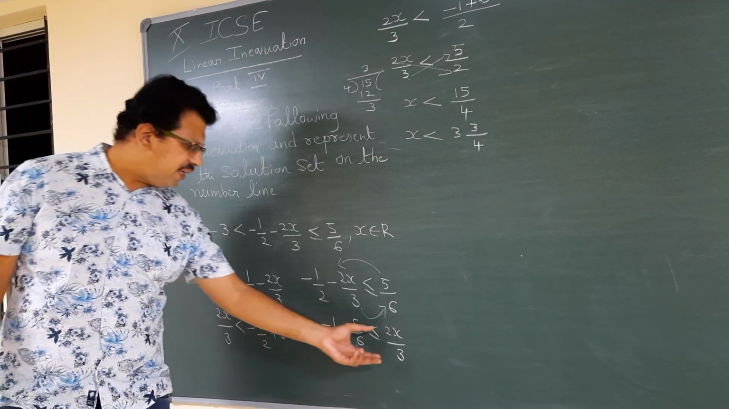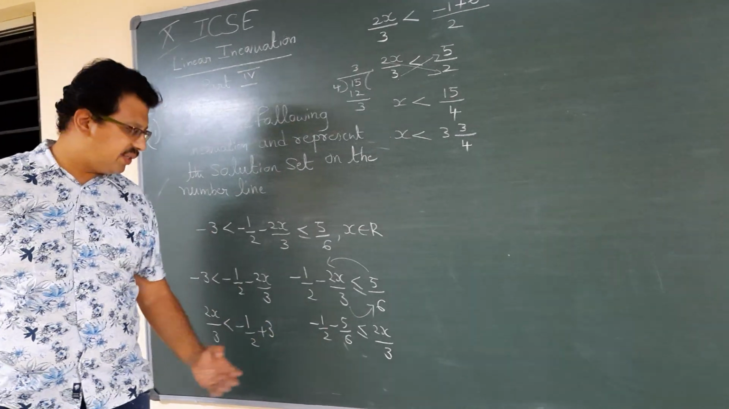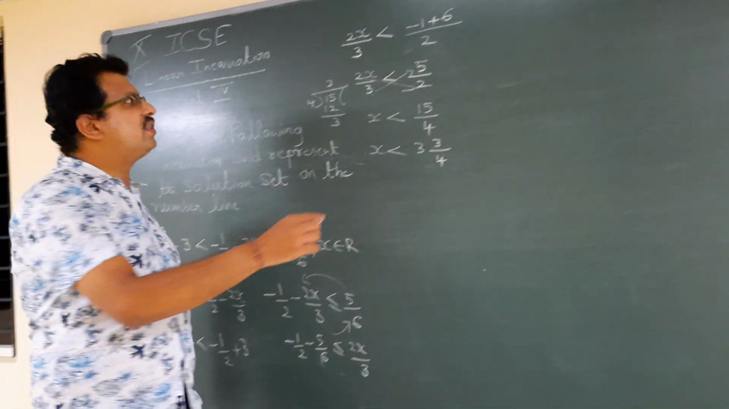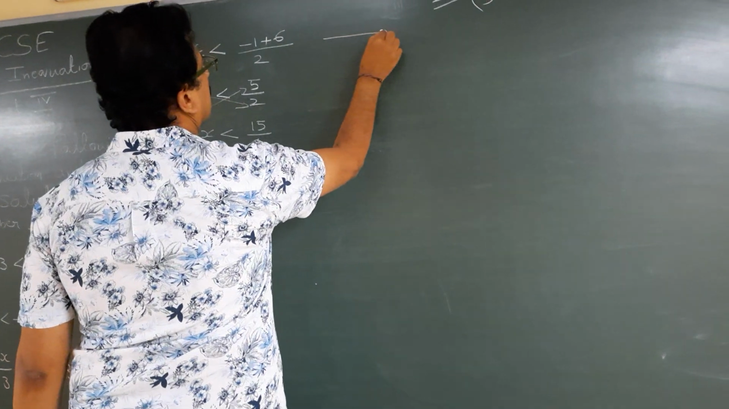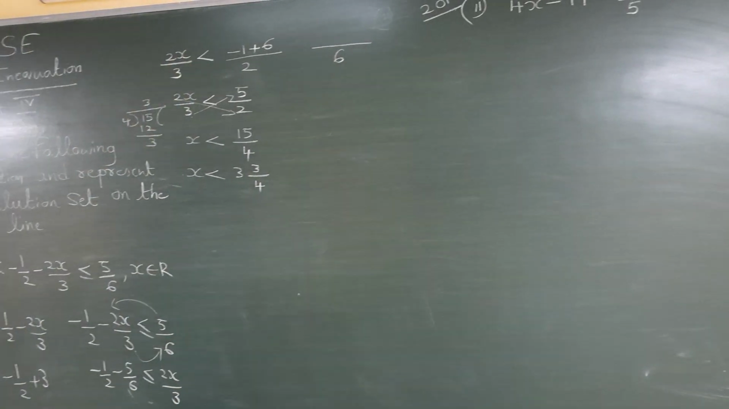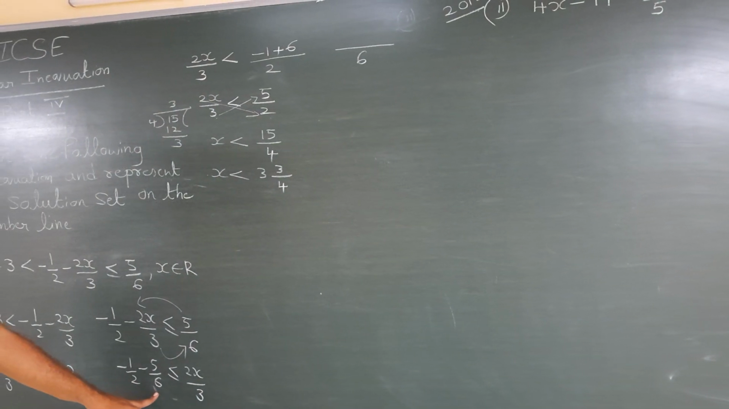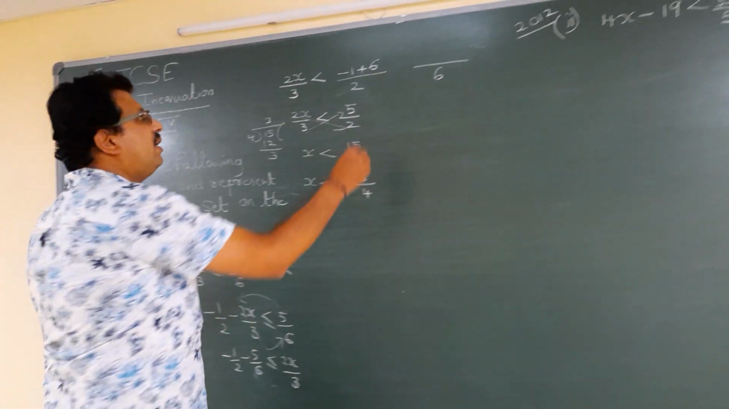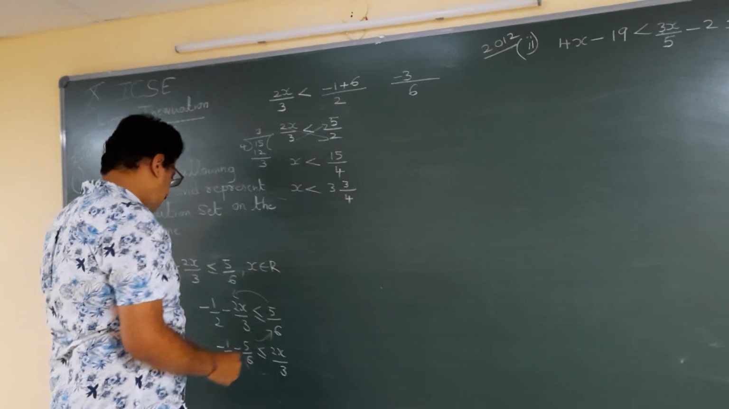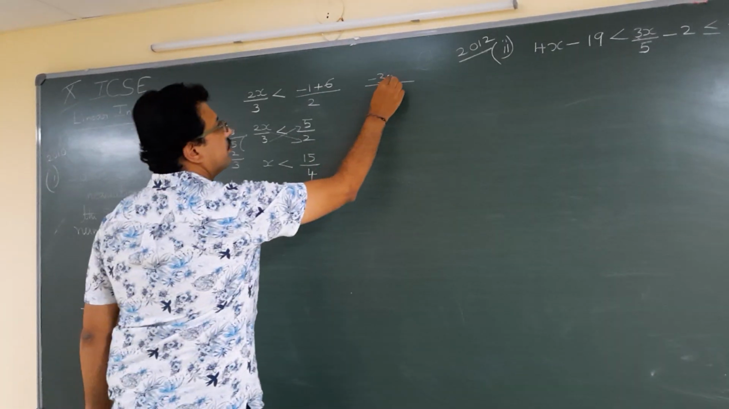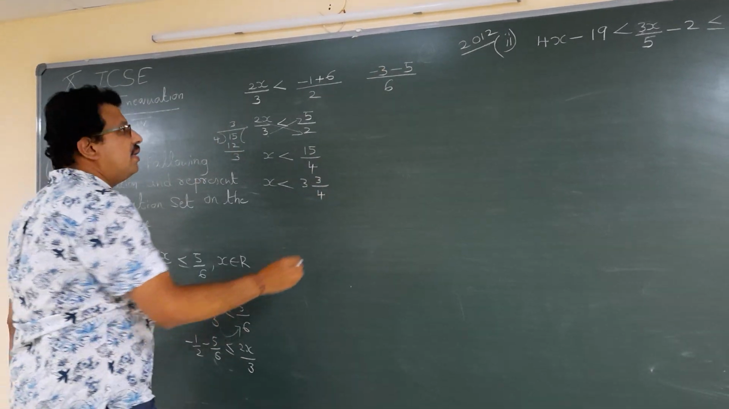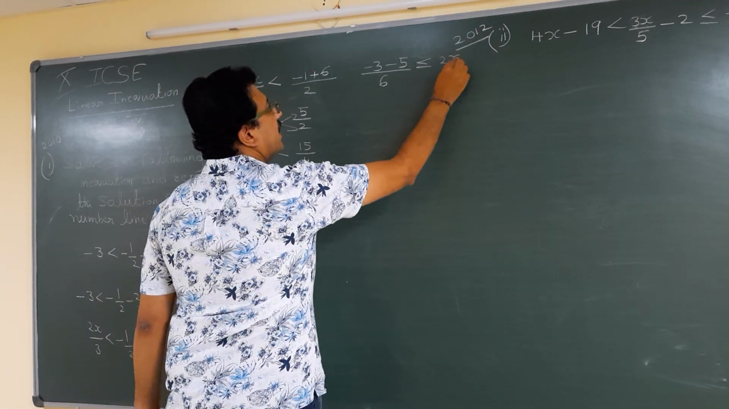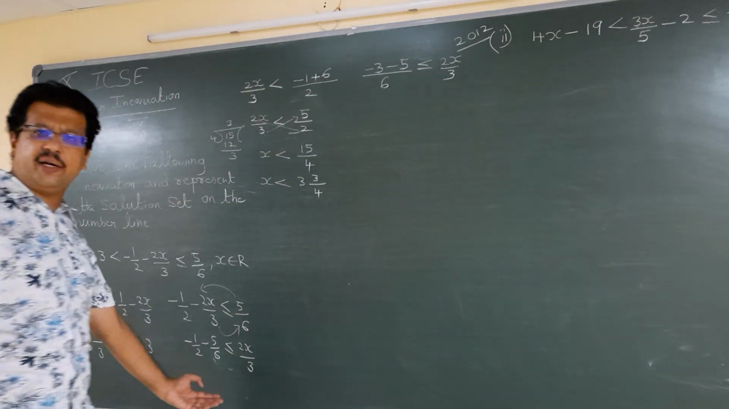Next, as usual, we should take the LCM for the left side. For 2 and 6, as you know very well, 6 is the LCM. 6 is the LCM because 2 is there and 6 is there: 2 threes are 6. So it is minus 3, and here it is minus 5. Minus 5 less than or equal to, as usual, whatever number is there, 2x by 3. Whatever is there, we just write as it is.